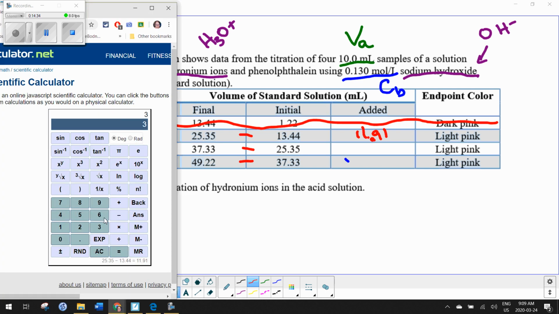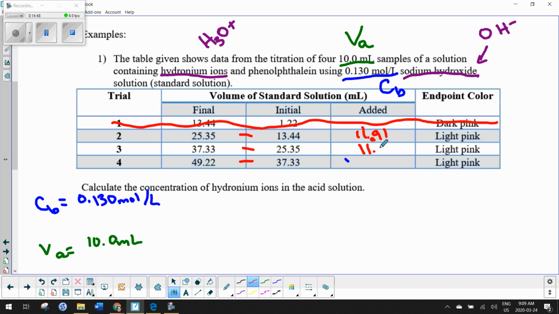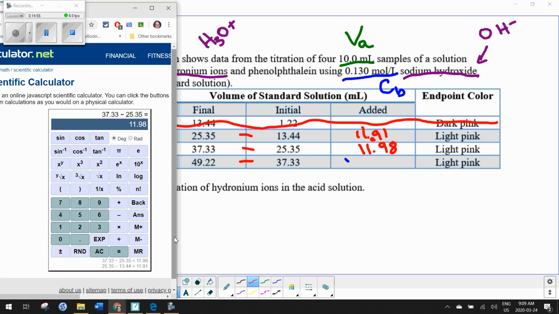So we have 37.33, subtract 25.35, and you get 11.98. So you're going to record that in your data table, 11.98. And my last one, we have 49.22, subtract 37.33. And we get 11.89.